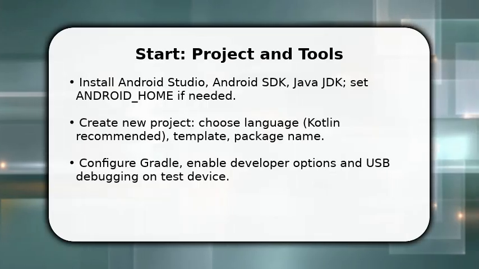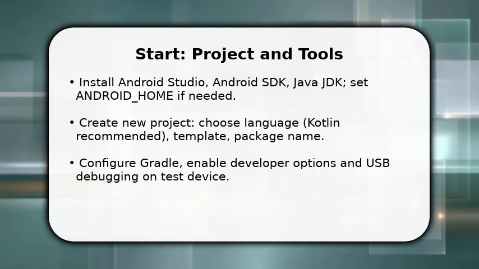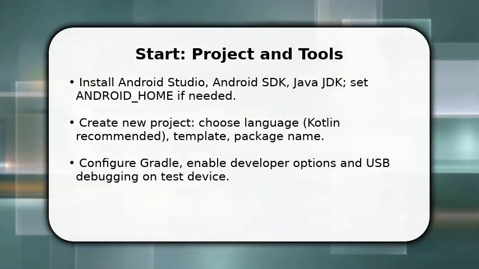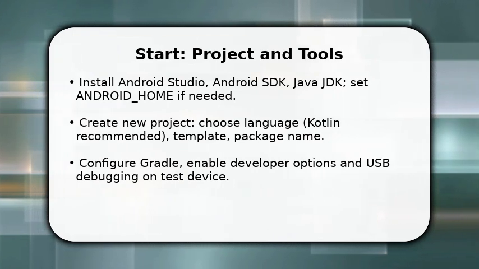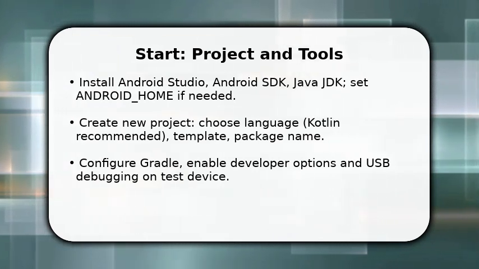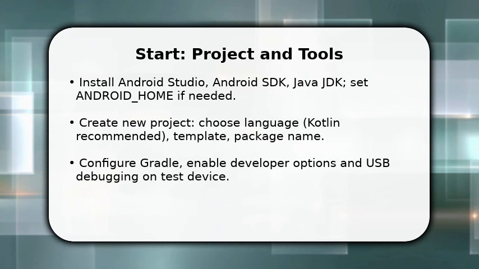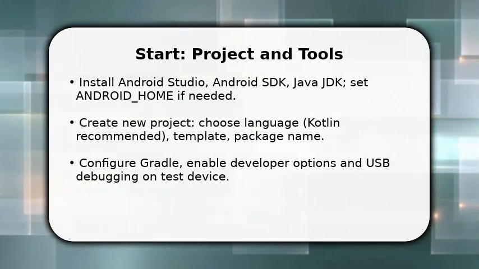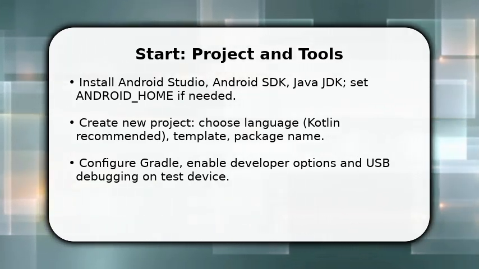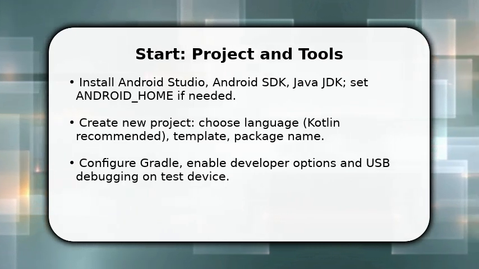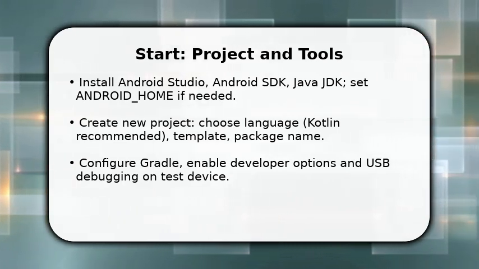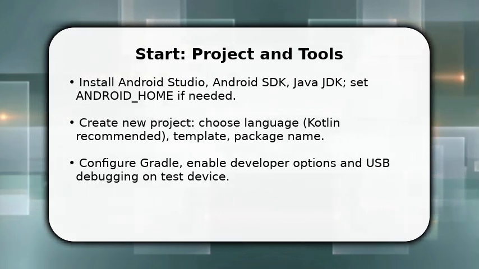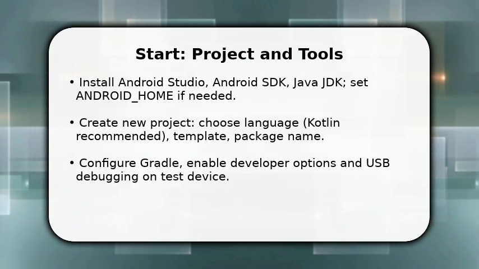You start by confirming prerequisites and then begin immediately. Open Android Studio and create a new project with a sensible package name. Choose Kotlin for modern APIs and pick a basic activity template so you have a launch point. Once done, configure Gradle settings and SDK versions to match your target API level, then connect a physical device or set up an emulator. Make sure USB debugging is enabled on your device so you can run and iterate fast.